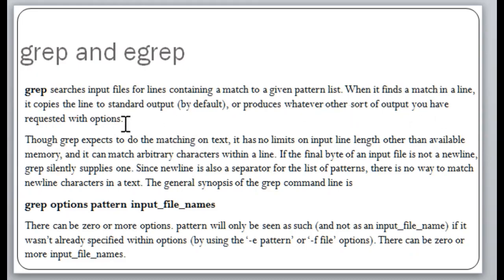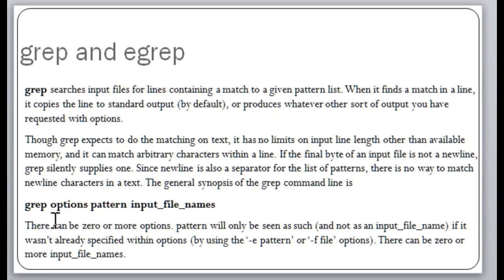Though grep expects to do the matching on text, it has no limits on input line length other than available memory, and it can match arbitrary characters within a line. If the final byte of an input file is not a newline, grep silently supplies one. Since newline is also a separator for the list of patterns, there is no way to match newline characters in the text. The general synopsis of the grep line is: grep, any options you want to put on it, the pattern you're searching for, and the file you're searching in.